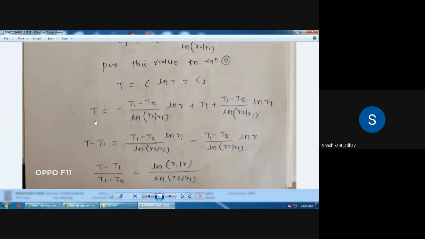Constant C, then value of C1, then put the values of C and C1 into this equation. From that we get the value of T. Then T minus T1, and what is the final equation? T minus T1 divided by T1 minus T2 is equal to ln of R1 by R divided by ln of R2 by R1. Up to this, have all of you written? Anyone? Yes sir, completed. What about others?